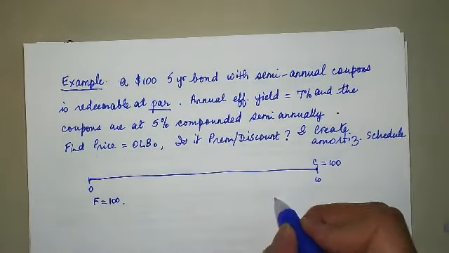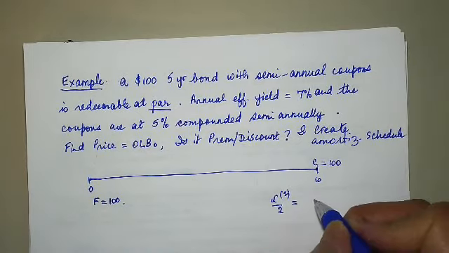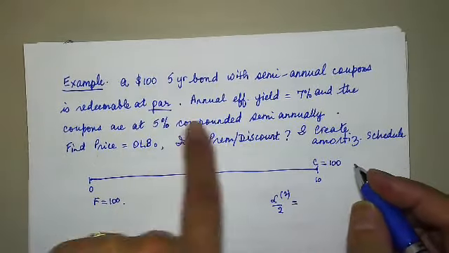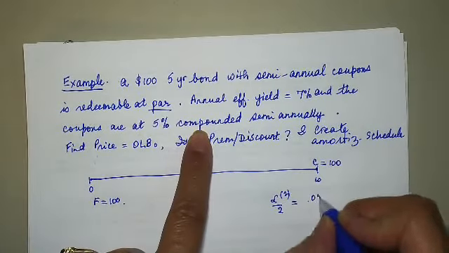Five-year with semi-annual coupons, so there are 10 coupons. $100 bond, so F equals $100. C equals $100 because it's a par bond.